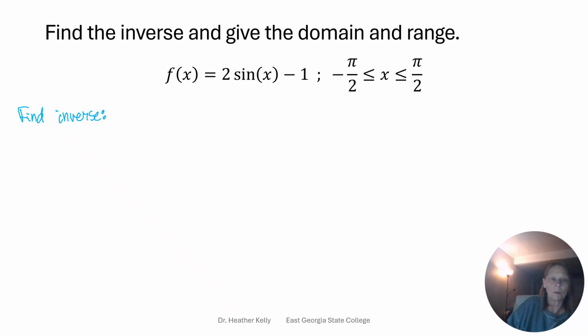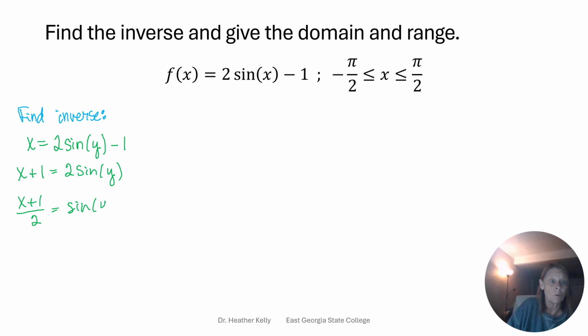The first step is to replace f of x with y and then swap x and y. So this is going to give me x is equal to 2 sine of y minus 1. Now, we need to solve for y. And remember, we have to move all the addition and subtraction away first. So this is going to give us x plus 1 is equal to 2 sine y. I'm also going to divide both sides by 2. So we get (x plus 1) over 2 is equal to the sine of y.